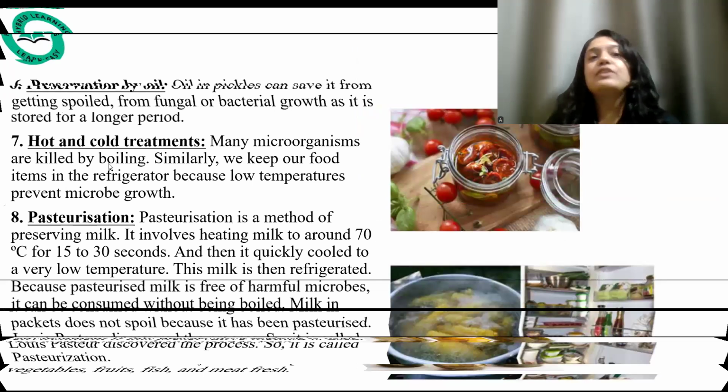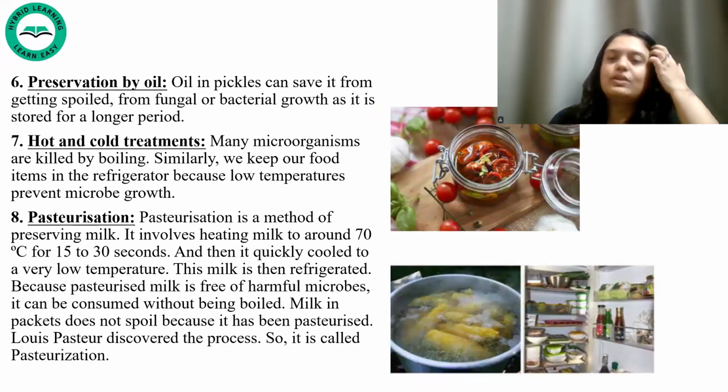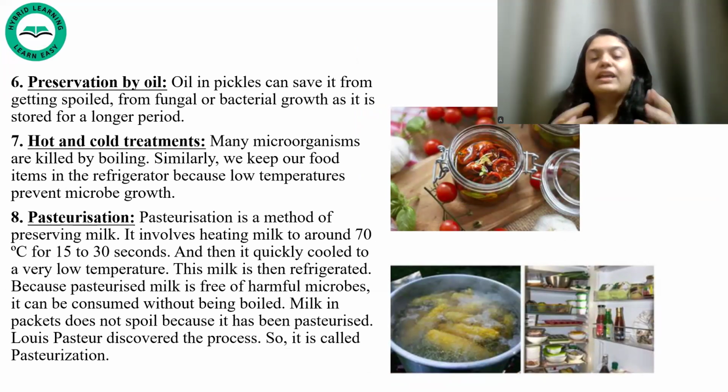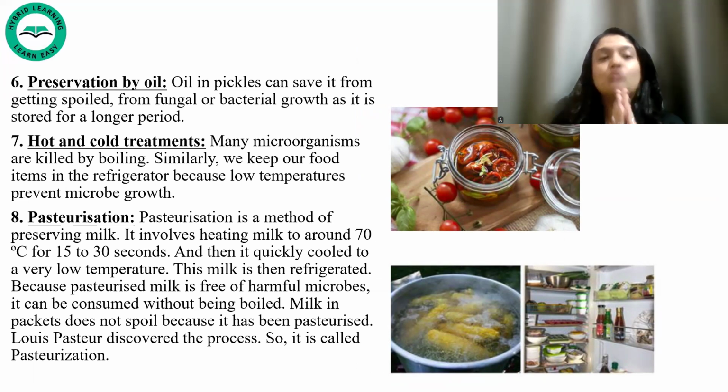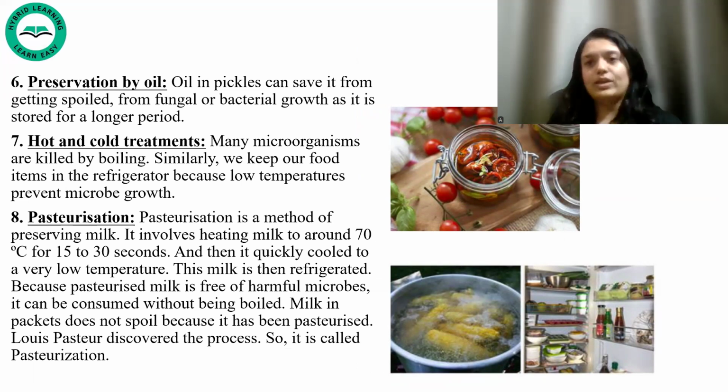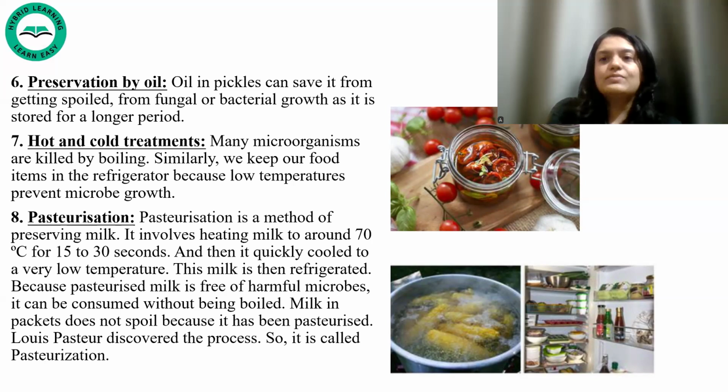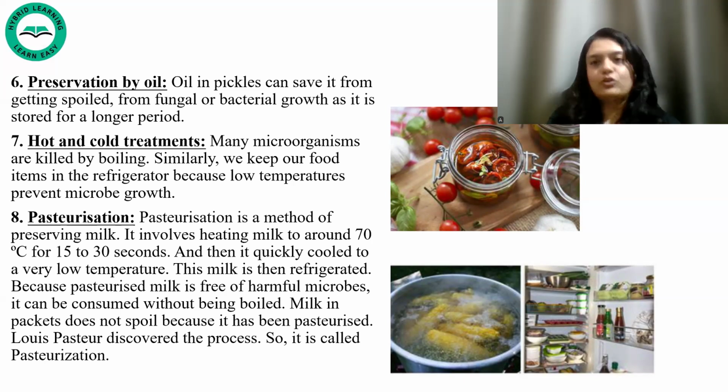Next comes preservation by oil. This is also very common because in our home, our grandmother, when she's preparing pickles, must be using oil. Oil will save it from getting spoiled, and it will stop the growth of fungus or bacteria. Next, we have the hot and cold techniques. Many microorganisms can be killed if we boil the food or we can refrigerate it, because high temperature and low temperature are both not good for the growth of microbes. Hence, we can save our food like that.